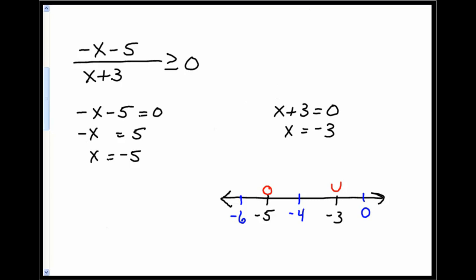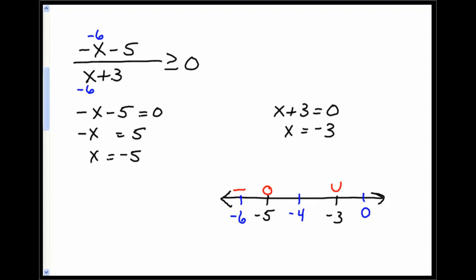So let's take the -6 and substitute -6 into our x's. So here you'll have the negative of -6 gives us positive 6. So 6 - 5 is positive. -6 + 3 is negative. So positive divided by a negative is negative. Remember, you're only interested in the sign.